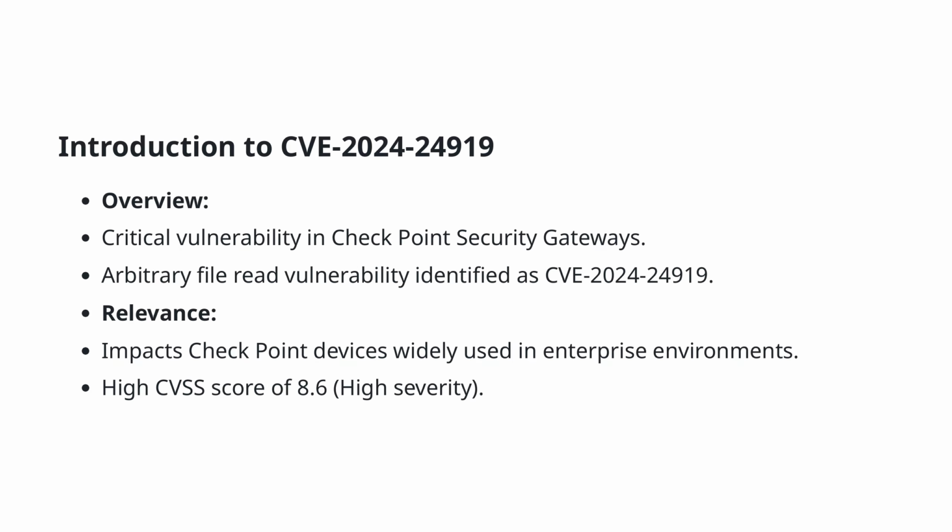In this slide, we're introducing CVE-2024-24919, a critical vulnerability affecting Check Point security gateways. This vulnerability allows arbitrary file reading, potentially exposing sensitive information. It's highly relevant given that Check Point devices are widely deployed in enterprise environments, meaning many organizations could be at risk. With a CVSS score of 8.6, this vulnerability is classified as high severity, underscoring the urgency for security teams to understand and address it promptly.